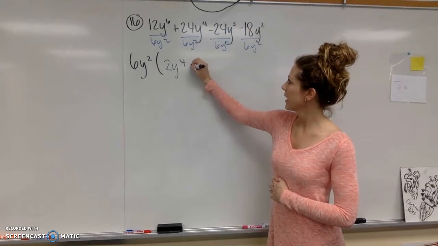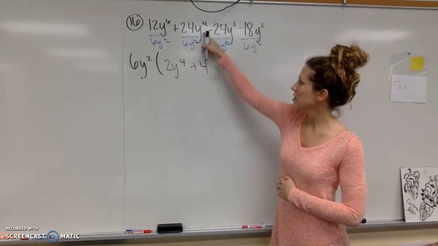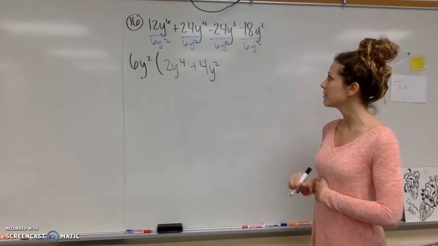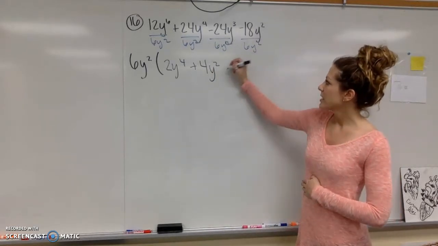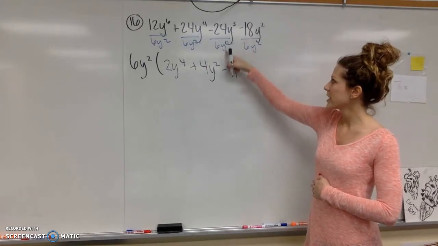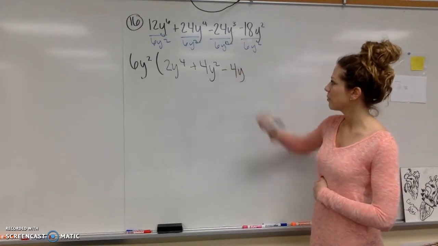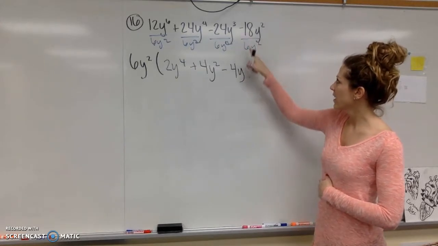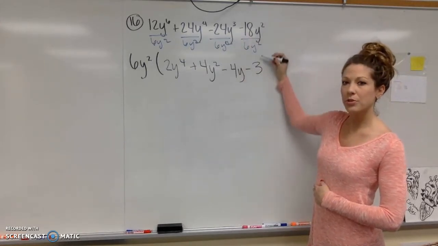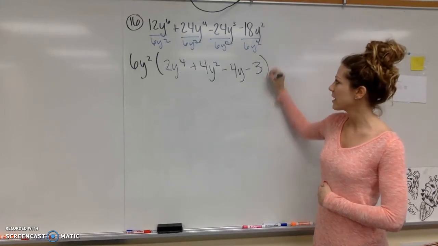Then 24 divided by 6 is 4. We started with y to the 4th, but we factored out 2y, so we have y squared left. Then we take negative 24 divided by 6. Started with y cubed, but took out 2, so we have y. And negative 18 divided by 6 is negative 3, but we factored out both of those y squared, so we're not left with any y's.